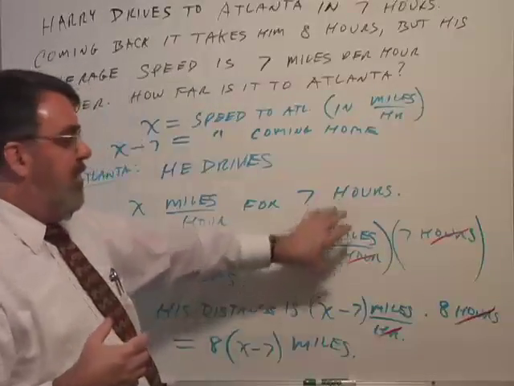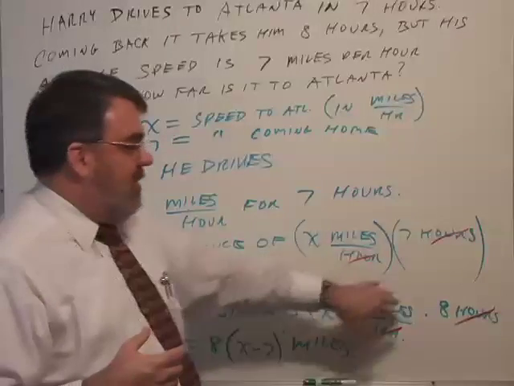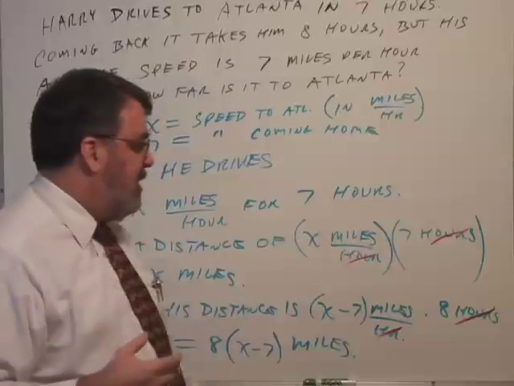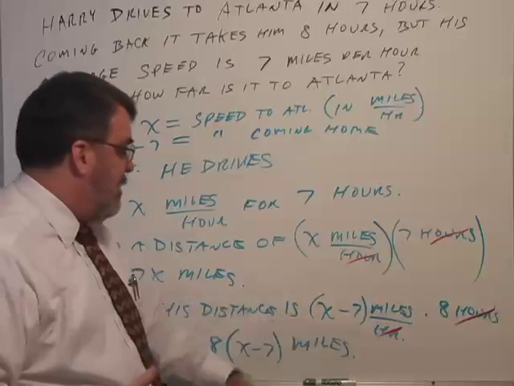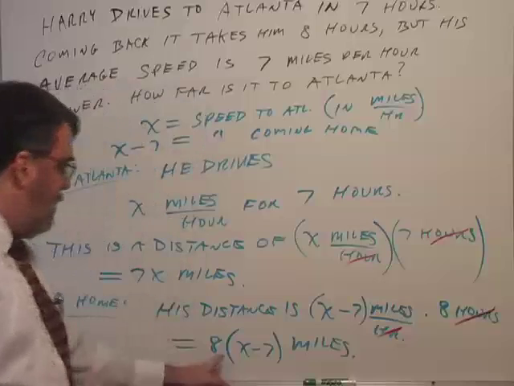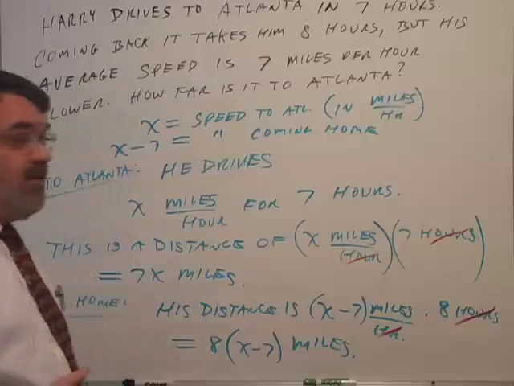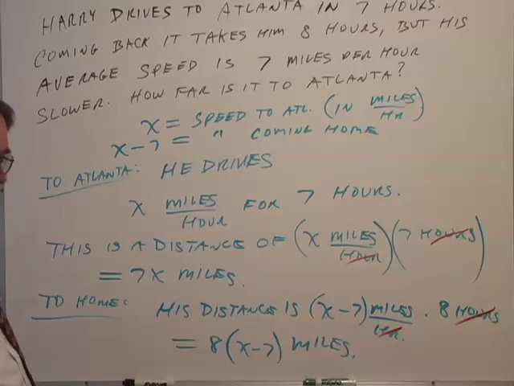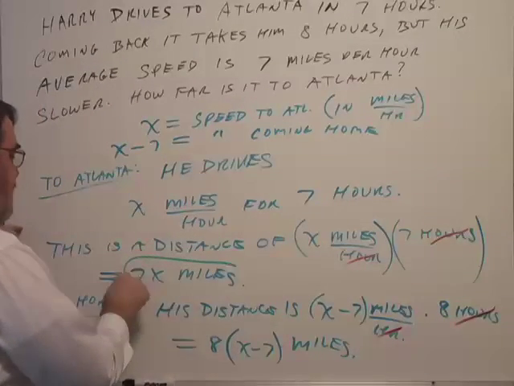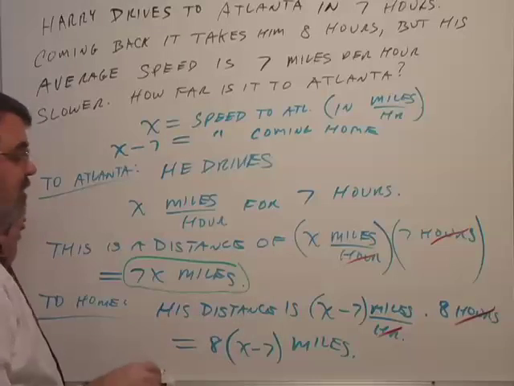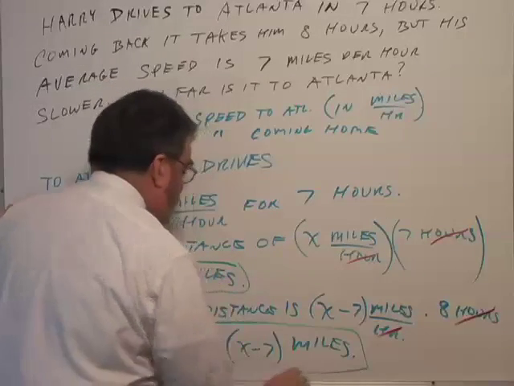So what was the speed up here? He's going x miles per hour. How long did it take? 7 hours. That was known. Down here, a slower speed, 7 miles per hour less. Took him 8 hours, and there's his distance. So we have distance, and my board's a little cluttered because it's small, but here's the distance going to Atlanta. Here's the distance coming back home.